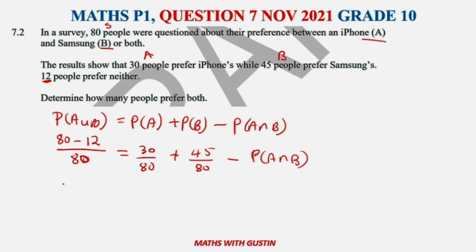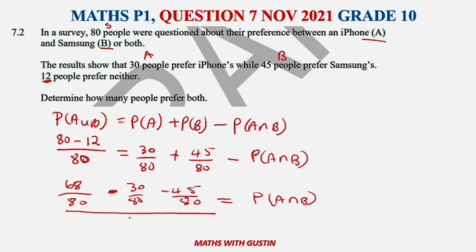So now this one is just going to be 68 over 80, minus, I'm also taking everything to that side, 80 divided by 80, therefore minus 45 over 80, which is going to be equal to the probability of A and B. Because here it was negative, I divided by -1 on both sides.